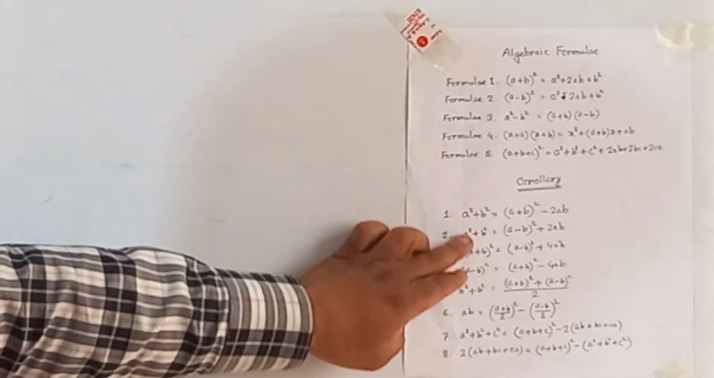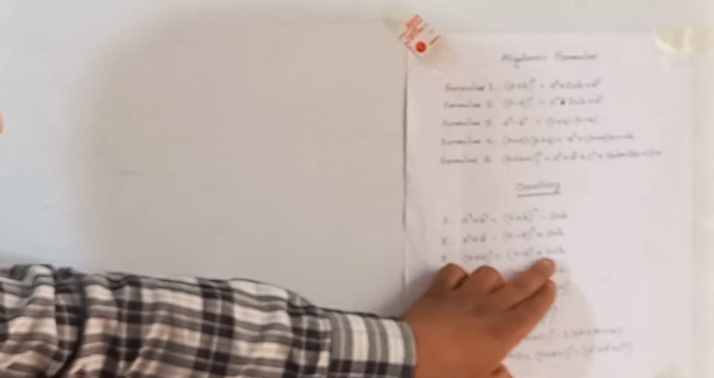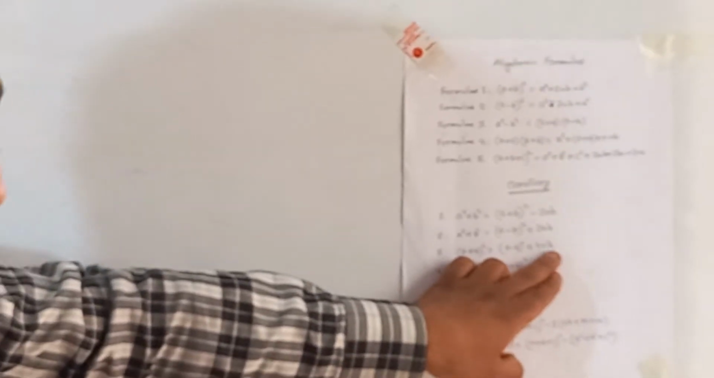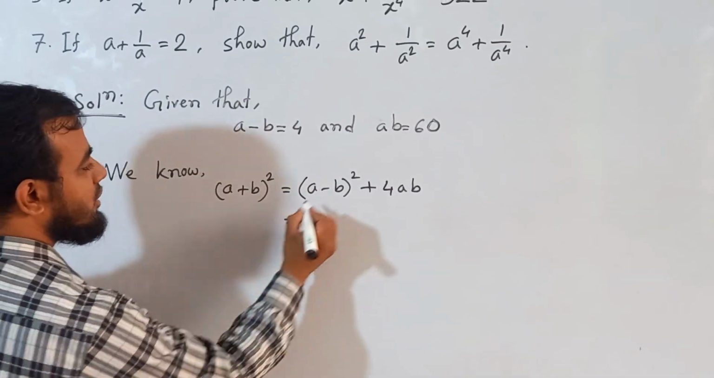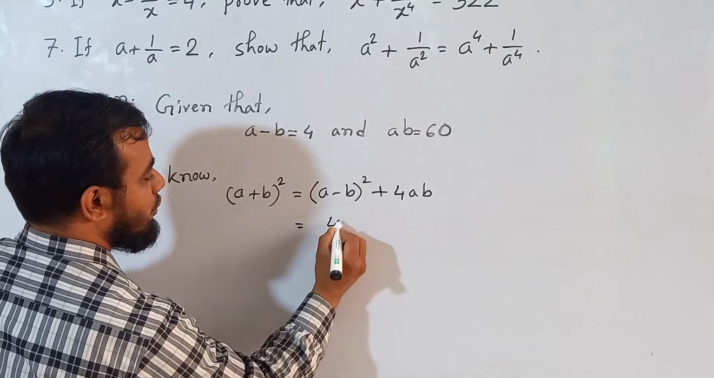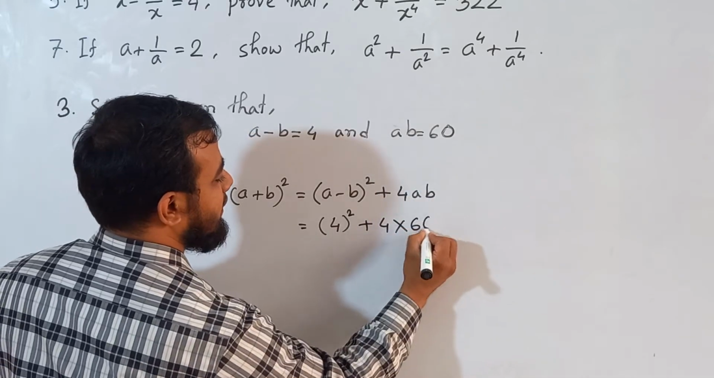That's why I am going to use corollary number 3 here. If we use corollary number 3, look, (a plus b) whole squared equals (a minus b) whole squared plus 4ab. These two values, the value of a minus b and the value of ab, are given here. Now we will put the values of a minus b and ab in this equation. The value of a minus b is 4, so 4 squared plus 4 into ab, and the value of ab is 60.